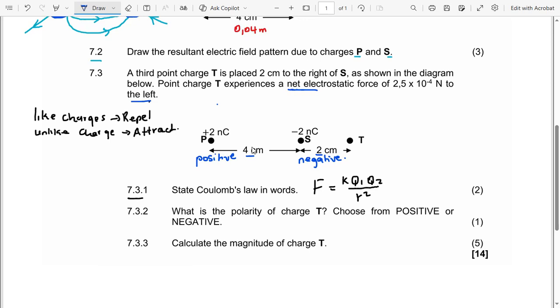So the closer the charge has a strong effect. Which one? Which is S. So the one that is close is going to have a stronger effect on T. So charge S is the one that will have the strong effect on T. Okay, so S will dominate the force on T. I hope you understand. S, we are saying that S will dominate.